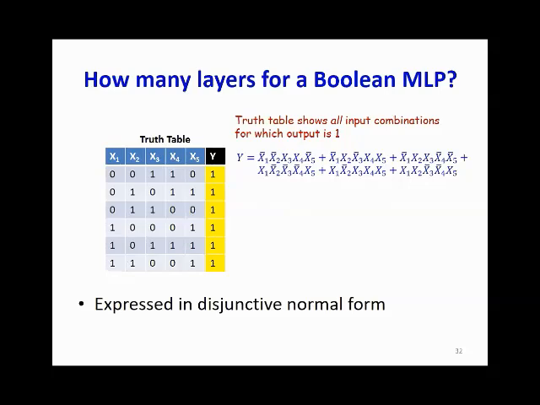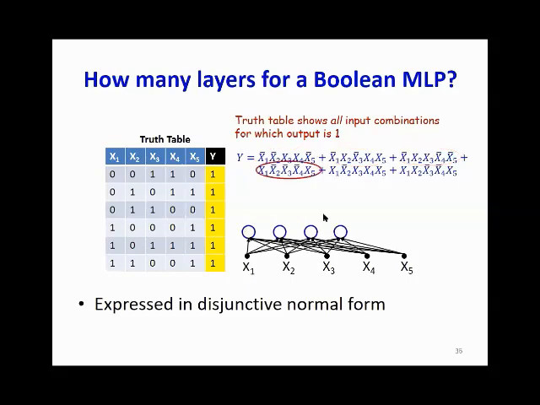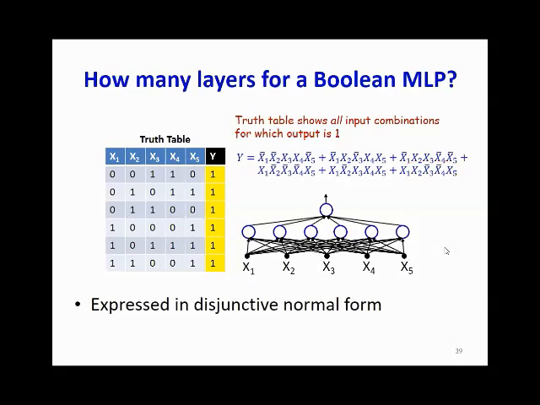Now we can build an MLP for this formula using perceptrons that model AND and OR gates. We will have one perceptron for the first clause, one for the second clause, one for the third clause, one for the fourth clause, one for the fifth clause, and then one for the sixth clause. And finally, we will have one perceptron that ORs the output of all of these 6 clauses. And now you have an MLP that computes exactly this Boolean formula.